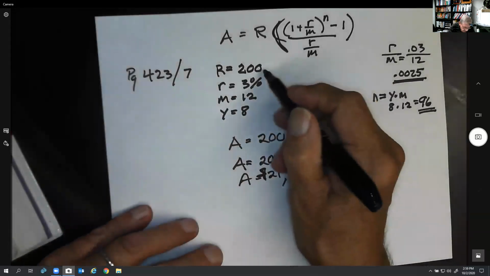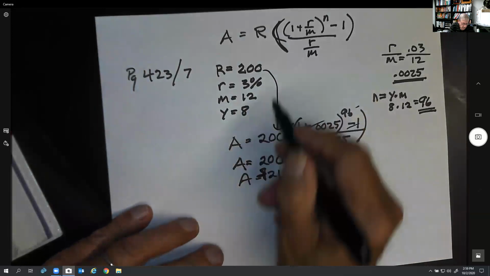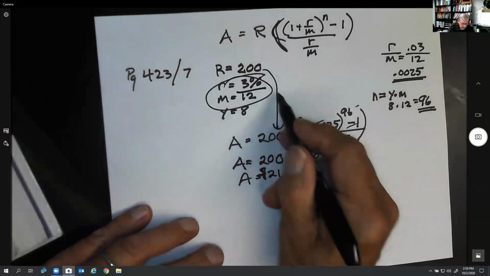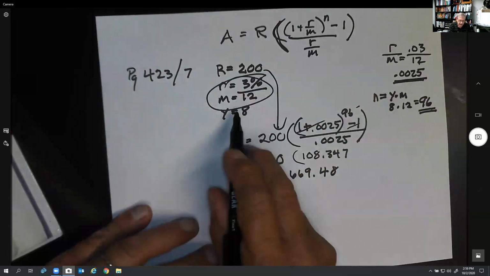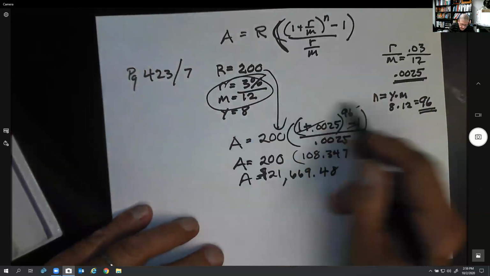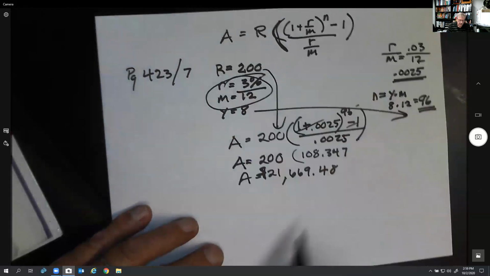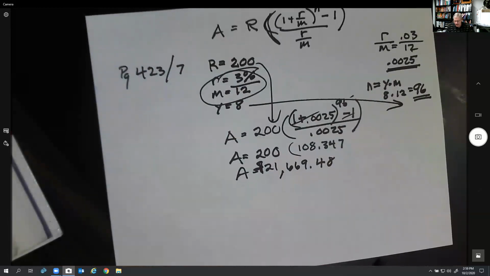So R was 200, R divided by M, but you have to change R to a decimal, and then the years times the months. Okay, so I hope this helps. Next time we'll be doing something a little differently.